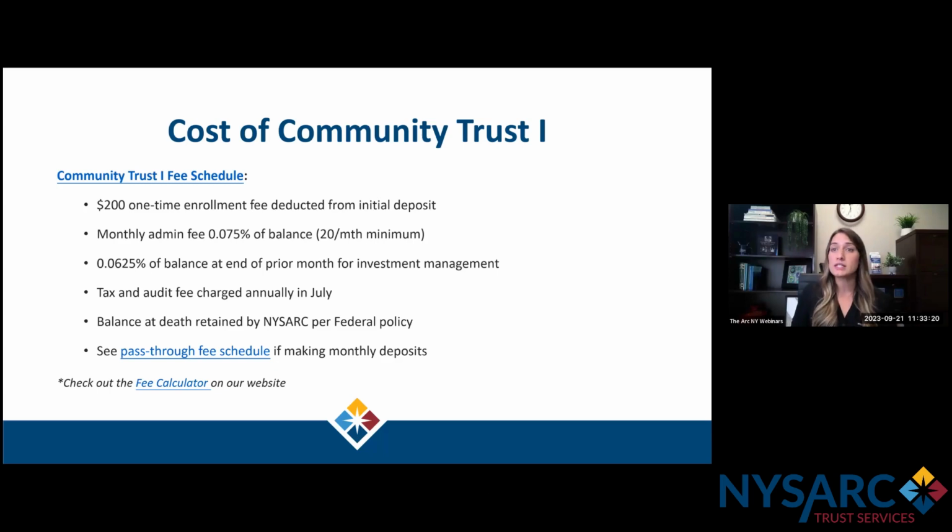So for Community Trust 1, similar to Community Trust 2, $200 one-time enrollment fee deducted out of that initial deposit. So if you have $50,000 that needs to be put into a Community Trust 1 account to maintain Medicaid or SSI benefits, we'll deduct the $200 enrollment fee directly out of that. In some cases, the person may want to set up the trust to have it ready to receive funds, and you can do that by funding it with $300. And in some cases, we may even be able to open it unfunded while waiting for those funds to come in from an insurance settlement, for example, or payment out of a life insurance policy.